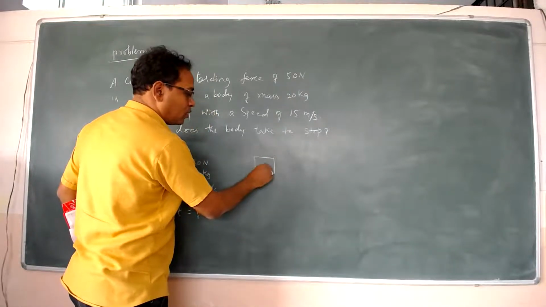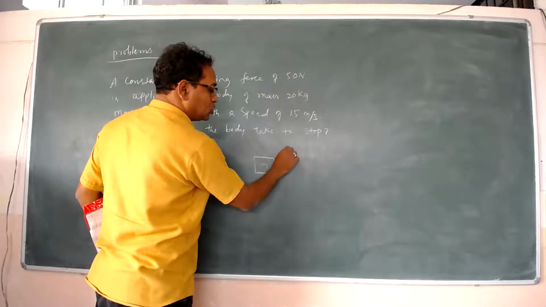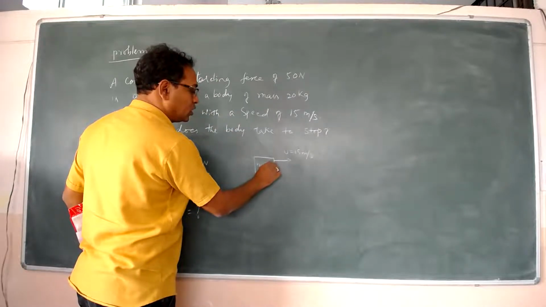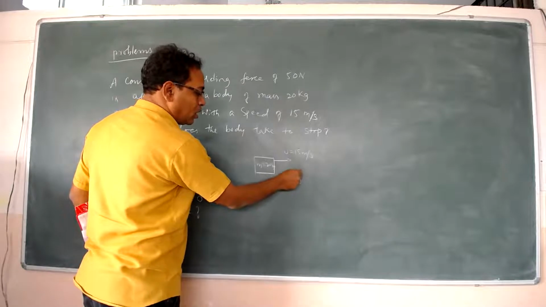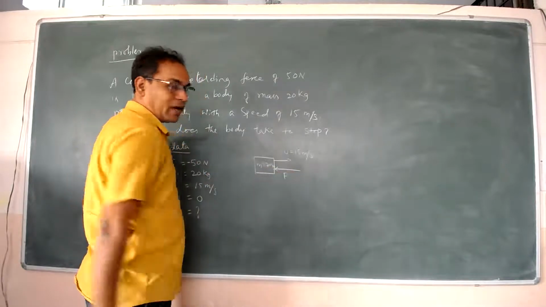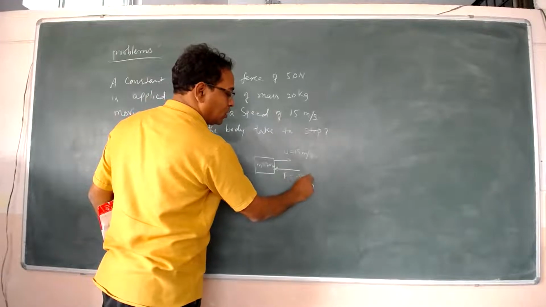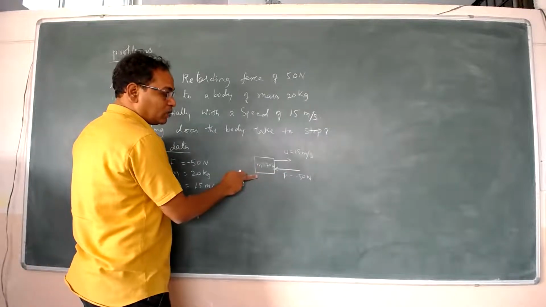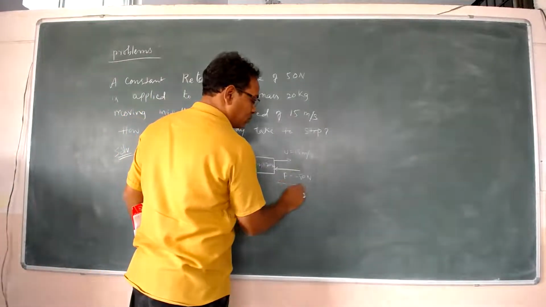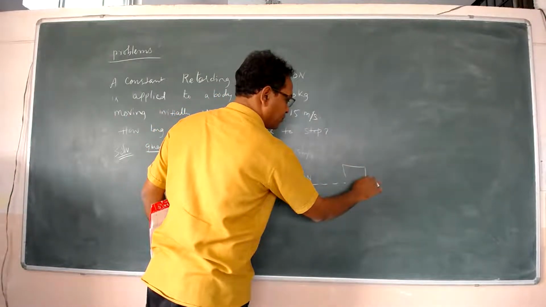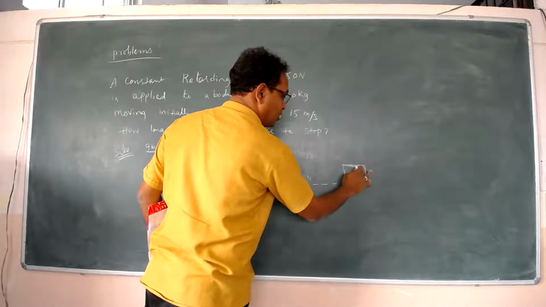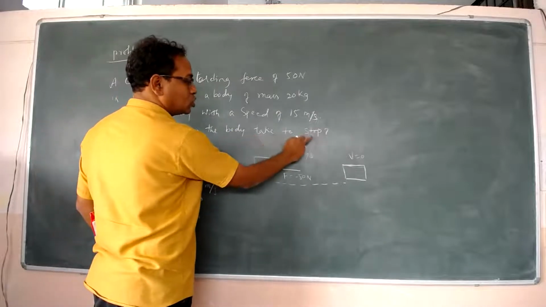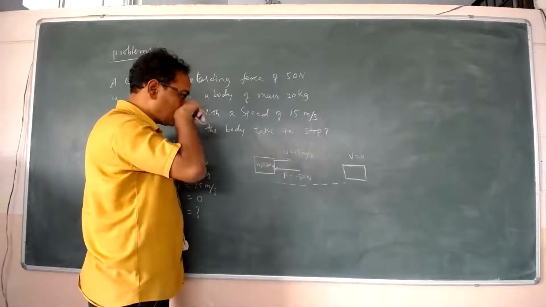Here one body is there of mass m. It is initially moving with velocity u equal to 15 meters per second. Here the mass is 20 kg. In the opposite direction, a force F is acting, which is equal to minus 50 Newton. That's why I have taken F as minus. The body is moving in this direction, and suppose after reaching this point it comes to rest. That means when the body stops, the final velocity is 0.